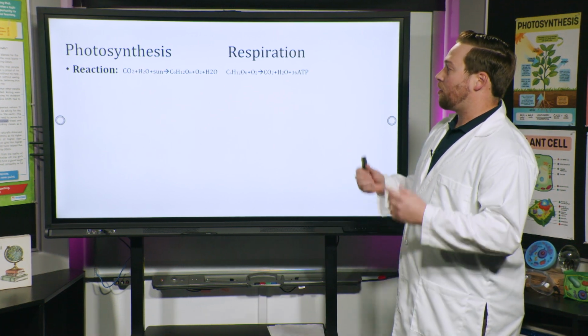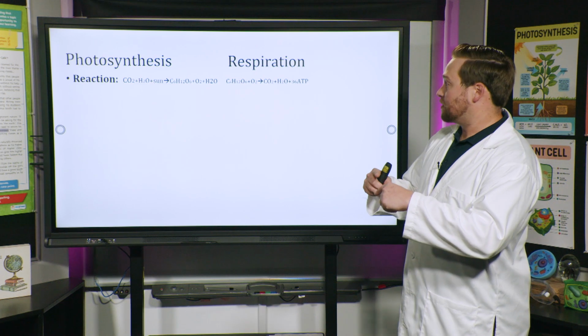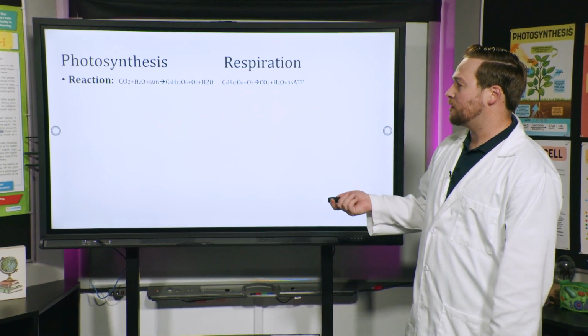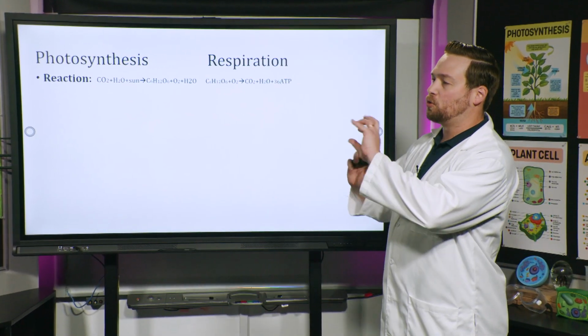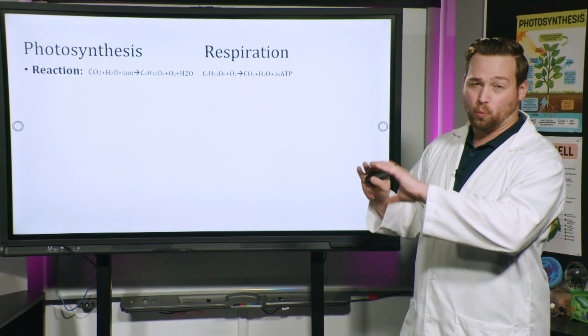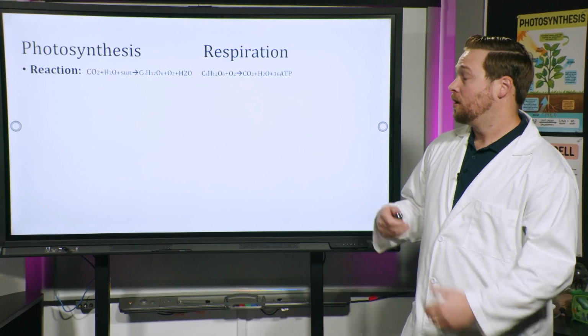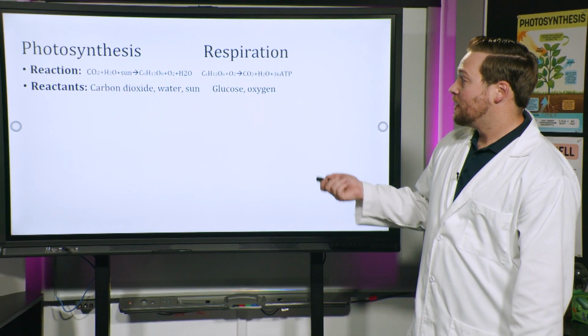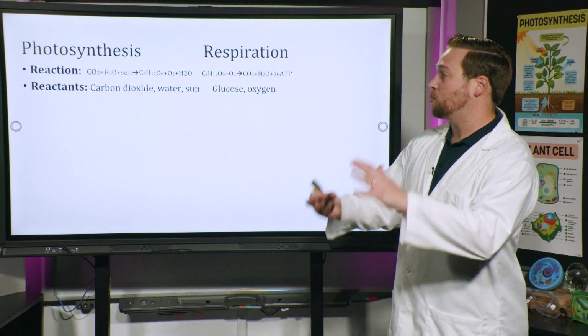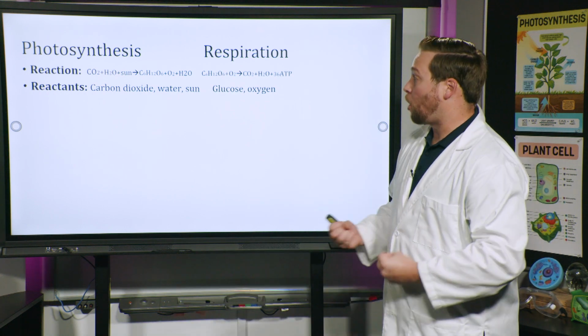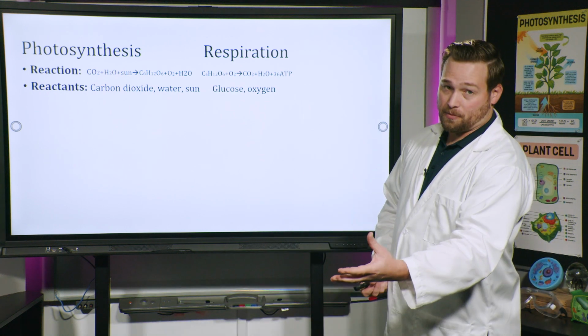You can see that they're the same thing, just in opposite directions, right? And then let's go to the next one. Let's break these chemical formulas down into words that might be a little bit easier to use. Okay, so the reactants for photosynthesis, we put in carbon dioxide, water, and energy from the sun.